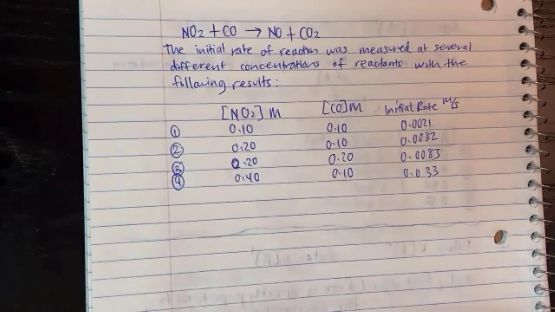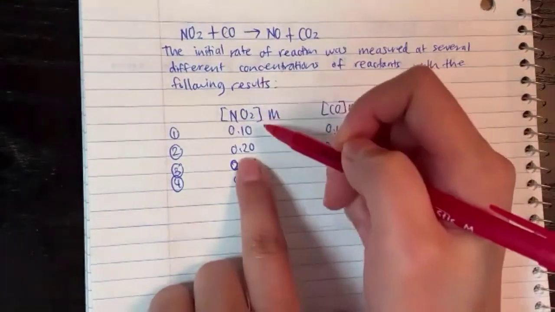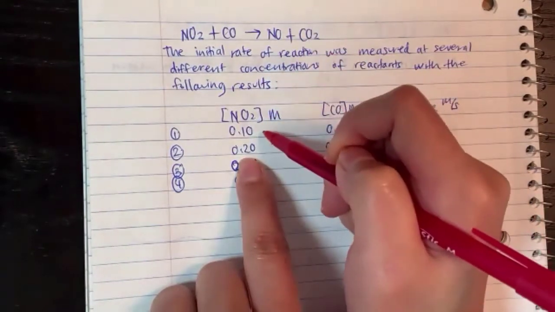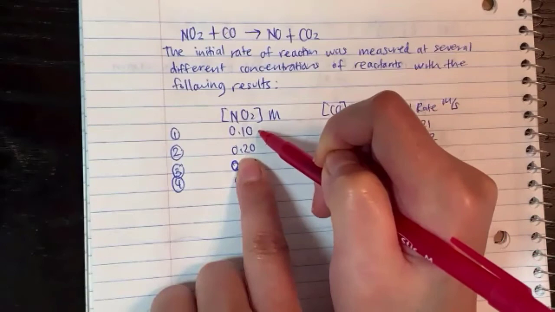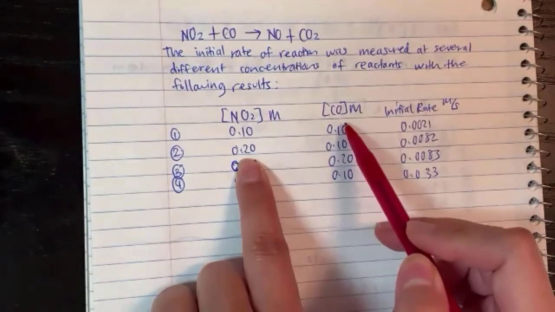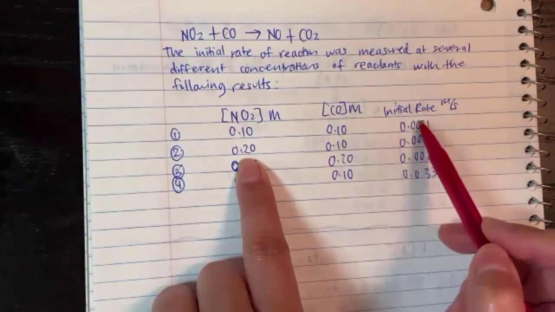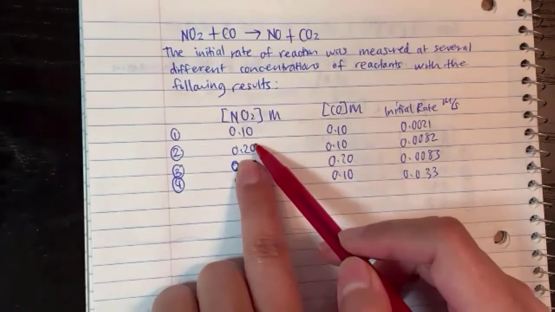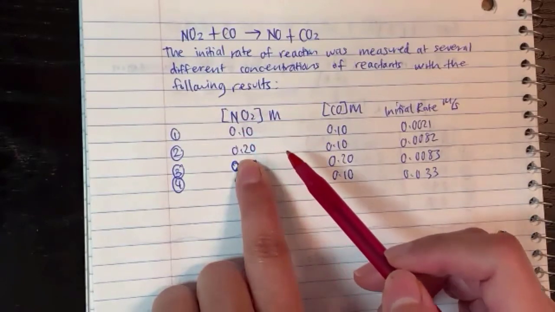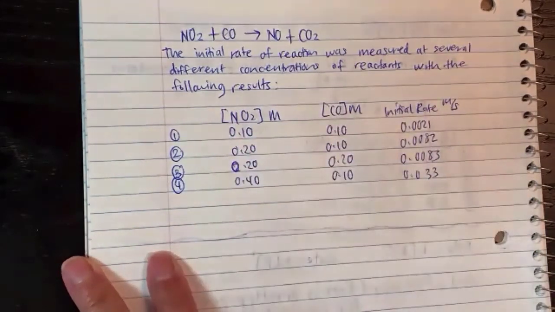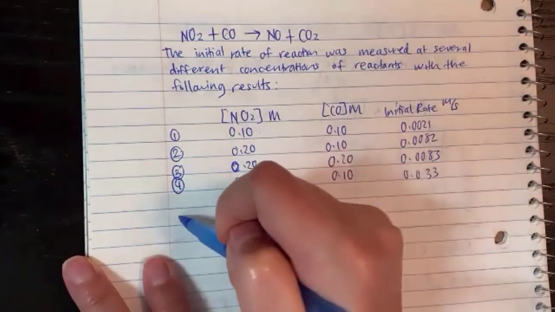Okay, so here's a suggestion. Someone said lines 1 and 2 for NO2. So if you look at lines 1 and 2, this one is changing, that one is constant. That means the rate change here is based on the change of NO2 by itself. So that's good. That's one example. I'll go ahead and write it down. Compare lines 1 and 2.